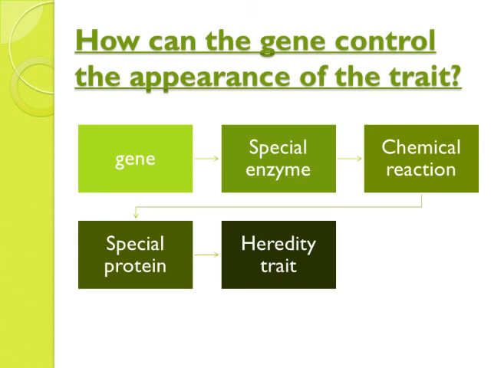How can the gene control the appearance of a trait? The gene produces a special enzyme, which is responsible for a chemical reaction. The chemical reaction forms a special type of protein, which is responsible for the appearance of the trait.